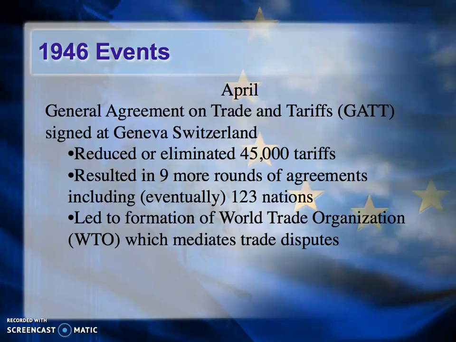Nine more rounds of agreements ended up being 123 nations in total agreeing to this. This also led to the WTO, also known as the World Trade Organization. So if competing nations have an issue with different trade disputes, they come in and try to mediate the trade disputes. Okay, so it's always good to have a mediator between nations, if at all possible.